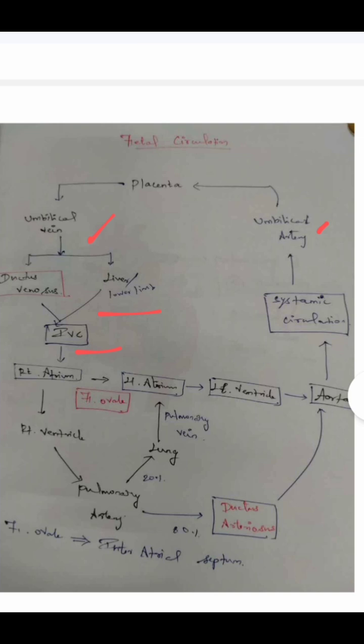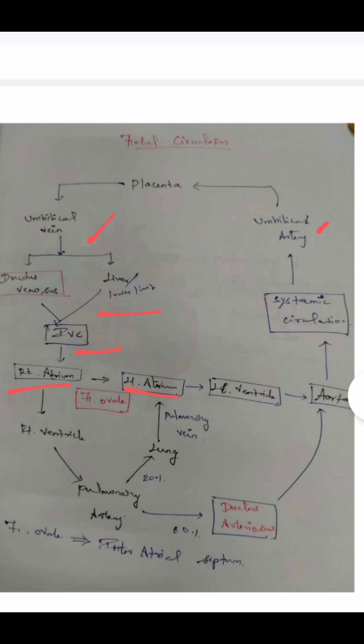That means if it is oxygenated blood, it passes medial to the inferior vena cava. If it is deoxygenated blood, it passes along the lateral wall of the inferior vena cava. We already saw in adult circulation that the inferior vena cava and superior vena cava directly pour the blood into the right atrium. Here also, the inferior vena cava sends the blood into the right atrium. In adults, it goes right atrium, then right ventricle. But here the blood directly enters from the right atrium to the left atrium through the foramen ovale.